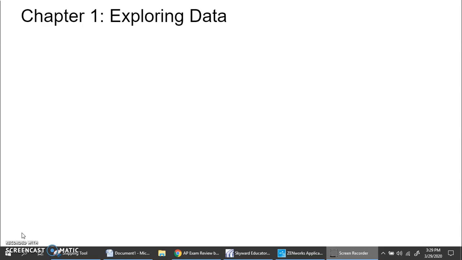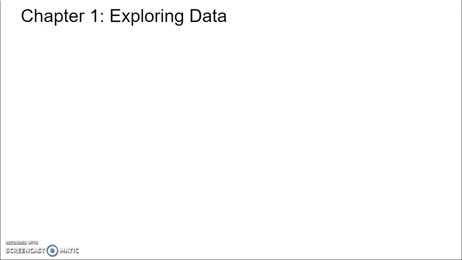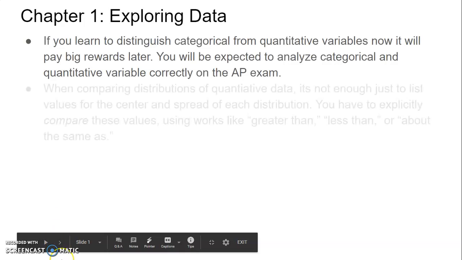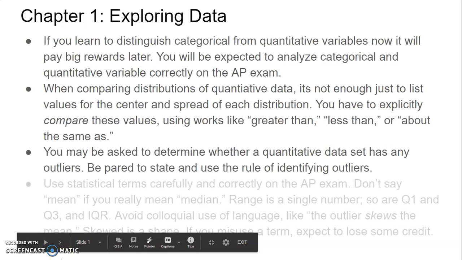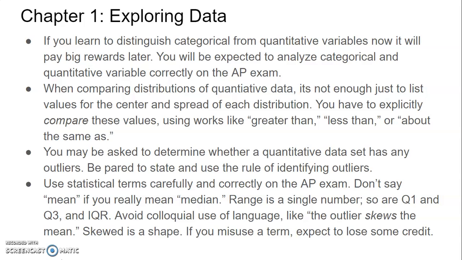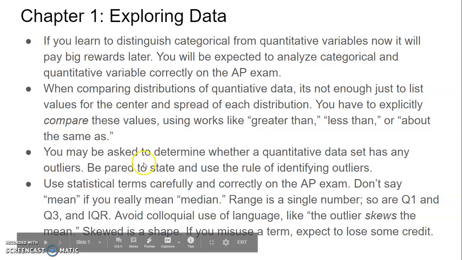So chapter 1 was on exploring data. We learned again to distinguish between categorical variables versus quantitative. You should be able to do that. We talked about comparing distributions. You need to use comparative words anytime they talk about comparing distributions.